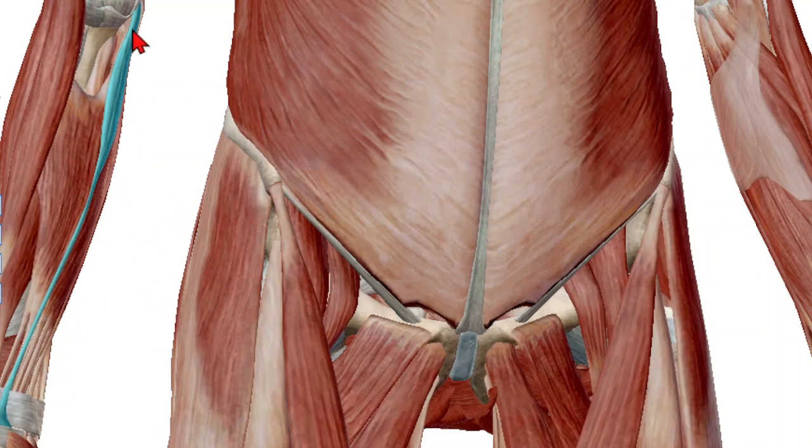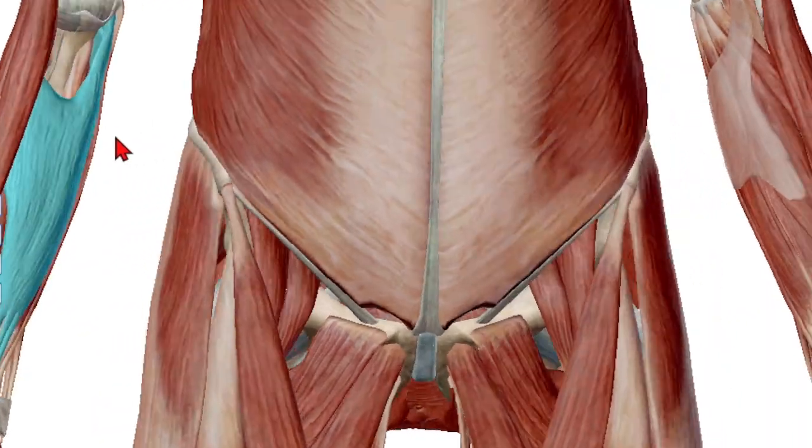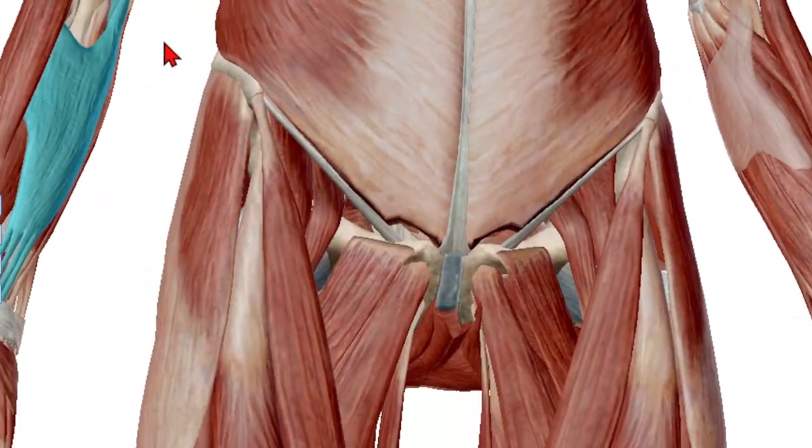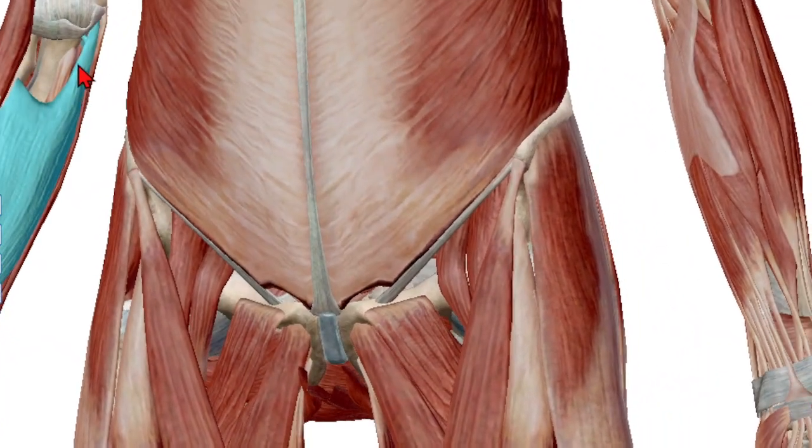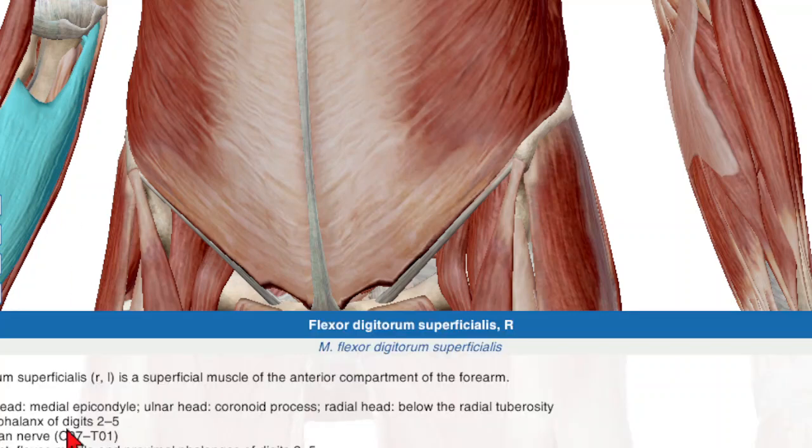Another muscle here is the palmaris longus. It starts from here and attaches to the flexor retinaculum. Another is the flexor digitorum superficialis. Superficialis has two heads: one is the humeral head and one is the radial head. This is on the radial side.